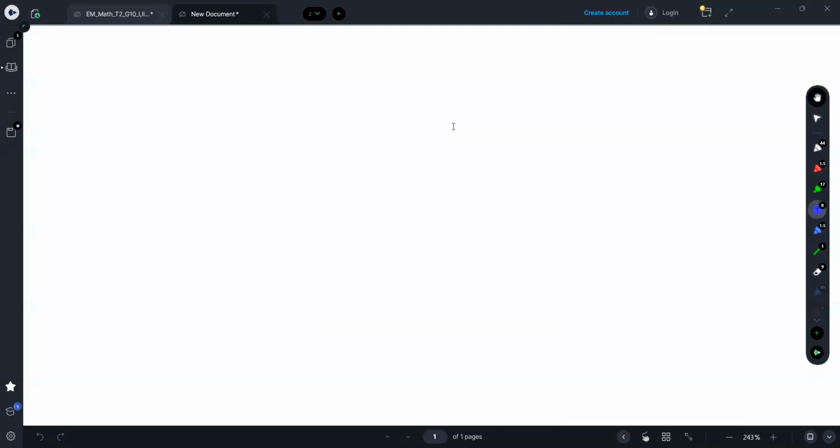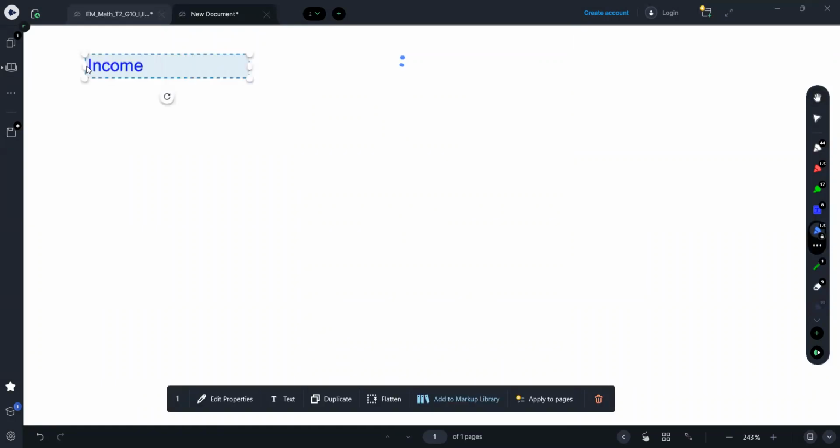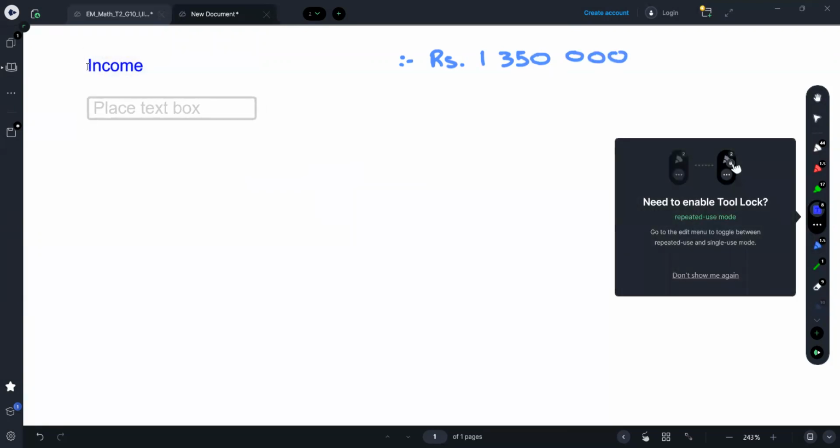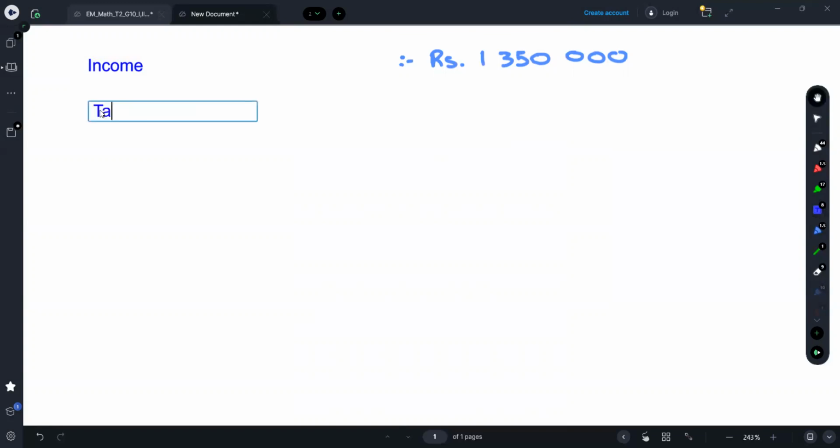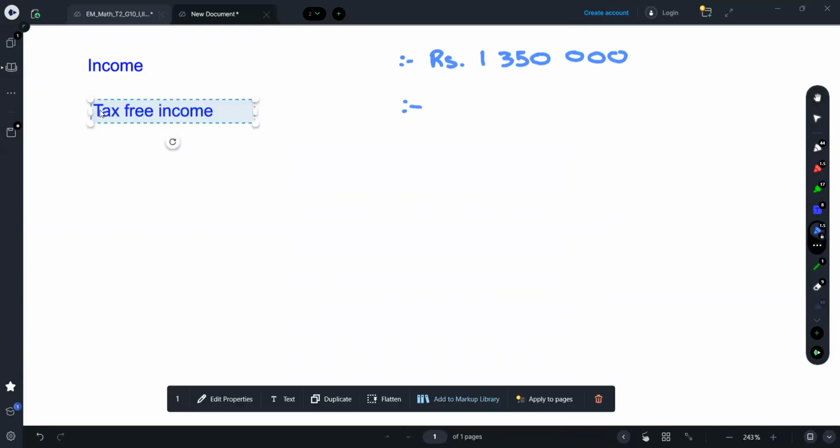Now, the first thing you should do is just get an idea about the tax-free income. Now, the total income is rupees 1,350,000. Then the first 500,000 is tax-free. Then tax-free income is rupees 500,000.